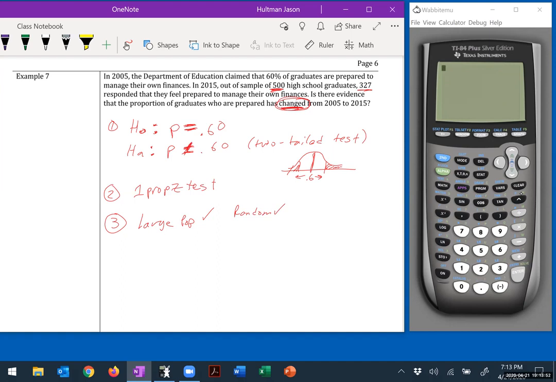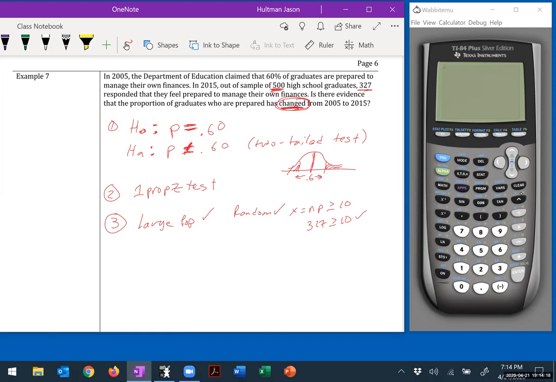Okay, is n times p greater than or equal to 10? Well, what is n times p? Well, n times p is equal to x. And x is the number of successes, right? It's the number of successes. So that's 327. So yeah, I would say that 327 is greater than or equal to 10.